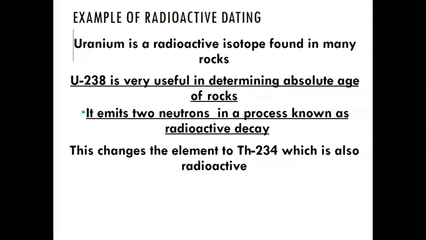Uranium is a great example of a radioactive element, meaning that this is one we can use quite a bit to figure out exactly how old certain rock layers are. Uranium is actually what is used in our nuclear power plants.